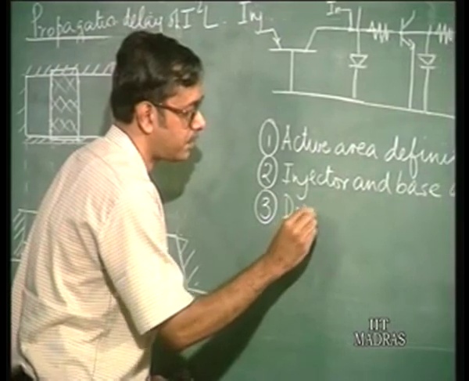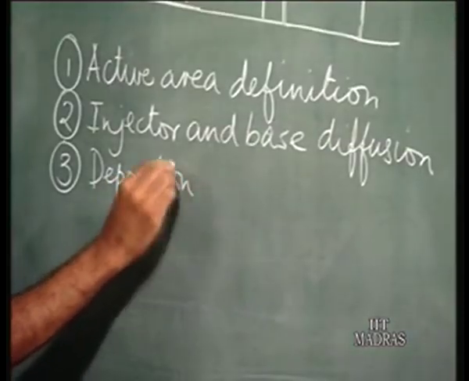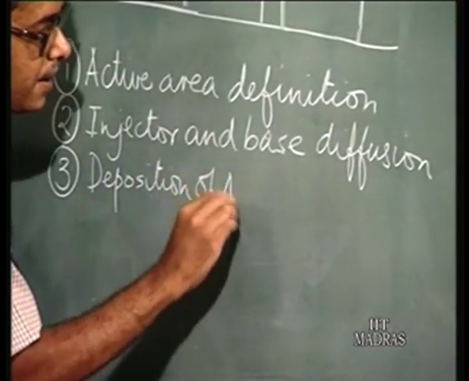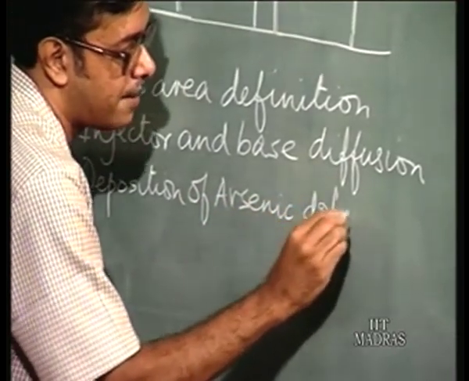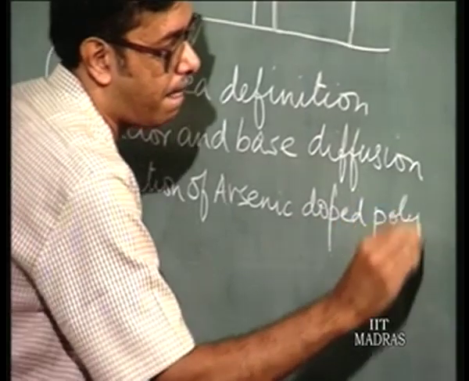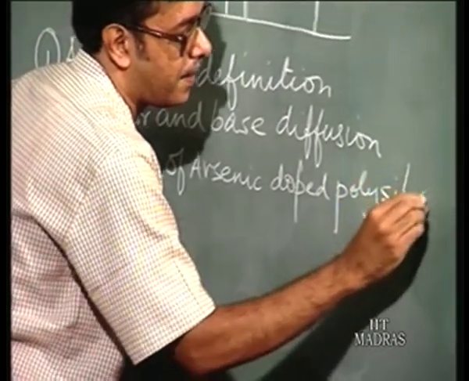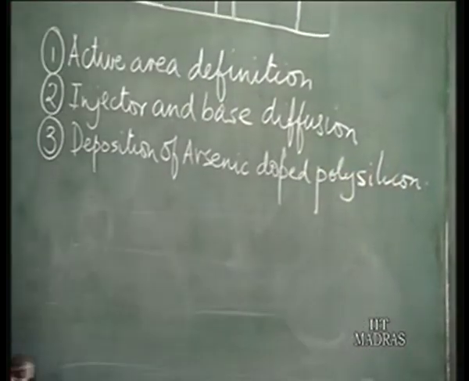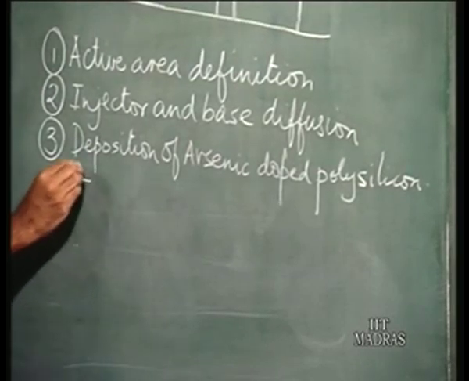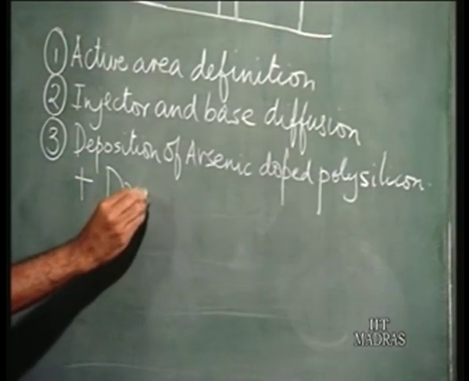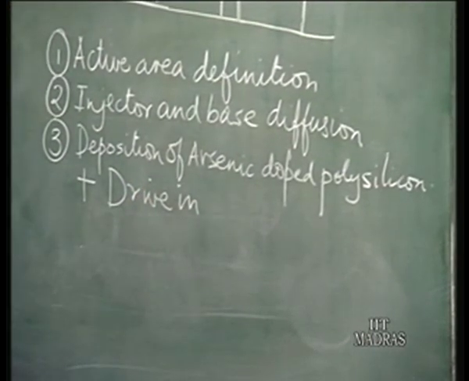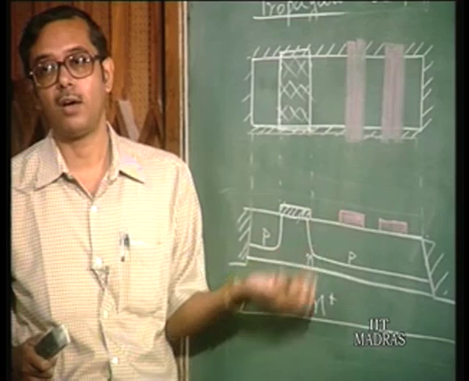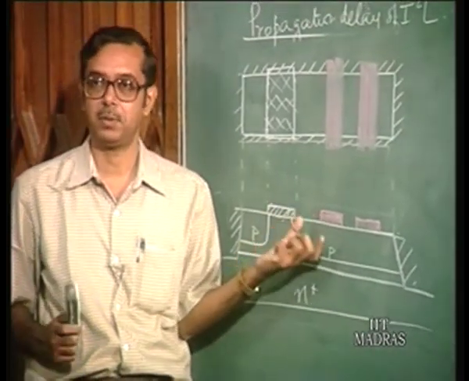Deposition of arsenic doped polysilicon, and this is followed by what is called a drive-in. That is, this polysilicon consists of a lot of arsenic, which is an N-type impurity.